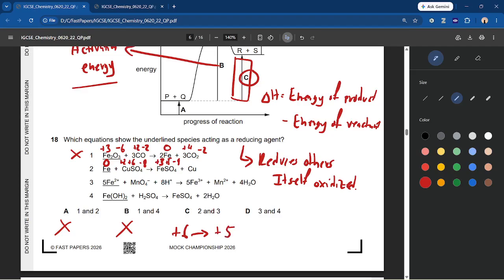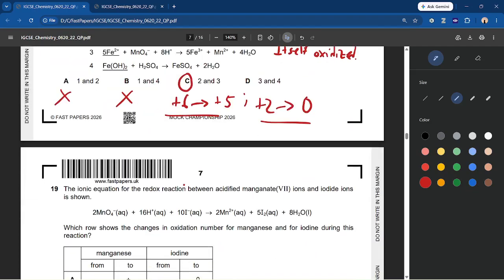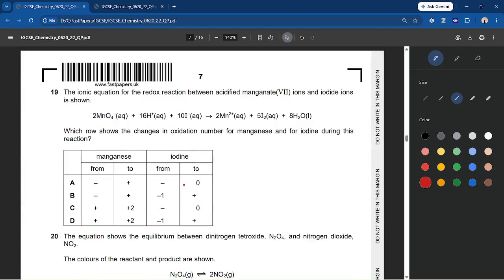And if you don't believe that one, then you can also look at copper. Copper goes from +2 to 0. So over here, iron is acting as a reducing agent, because it reduced both copper and sulfur, and itself was oxidized. So our answer is going to be C. You can take a look at 3 and 4 if you want to, but I don't think it's necessary. So let's move on. 19.